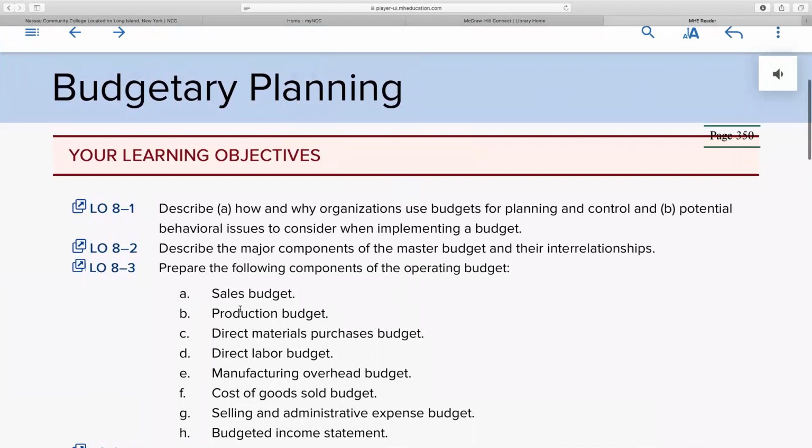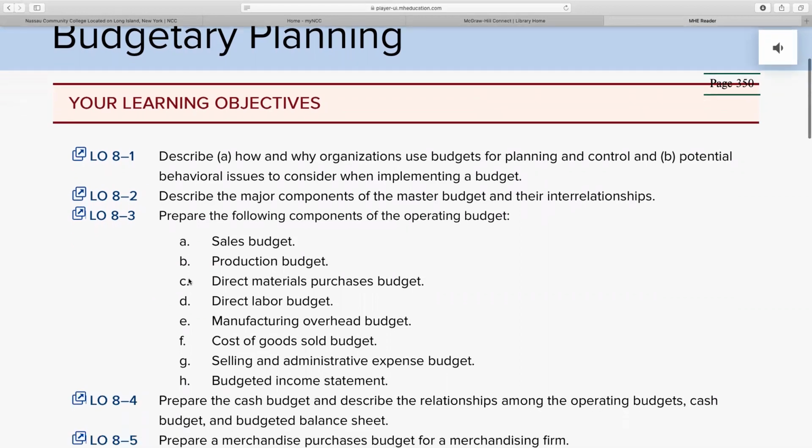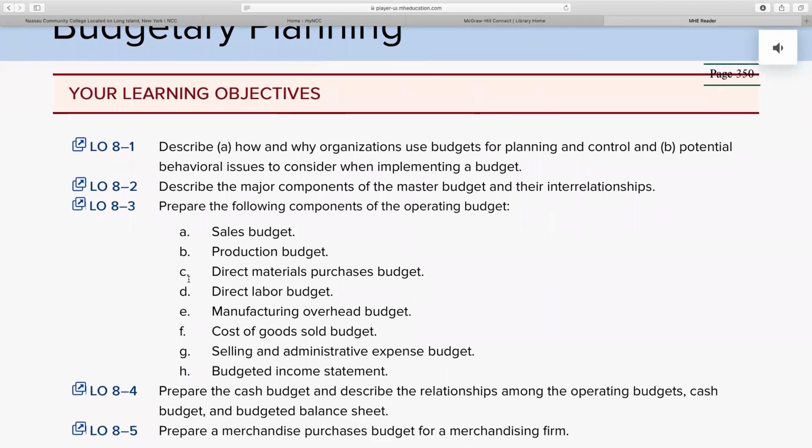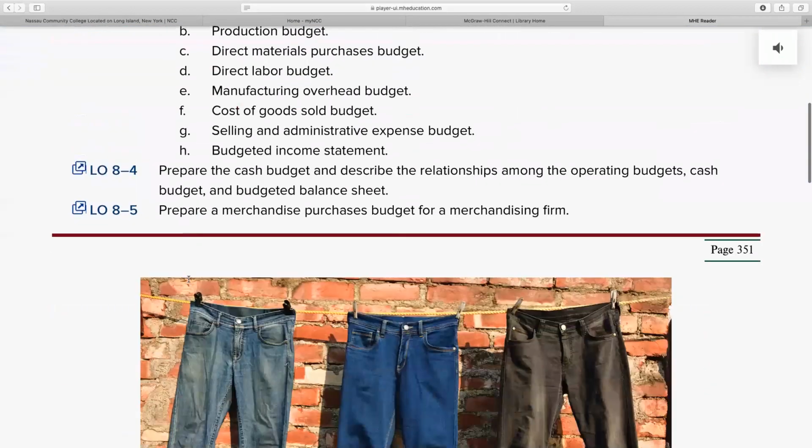We're not going to do anything with numbers in this chapter. So these are all concepts and principles related to budgeting. And if you look at this objective 3, this takes you through the order in which budgets are actually prepared. So let's get started.